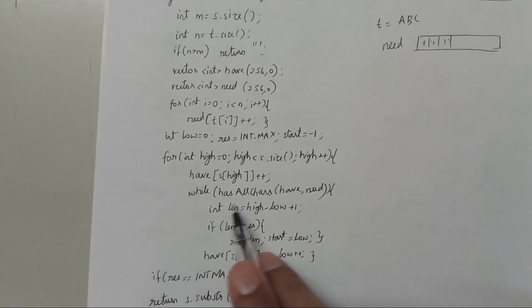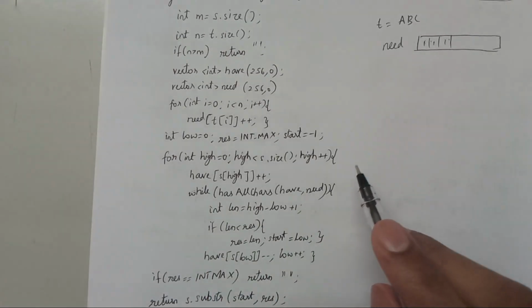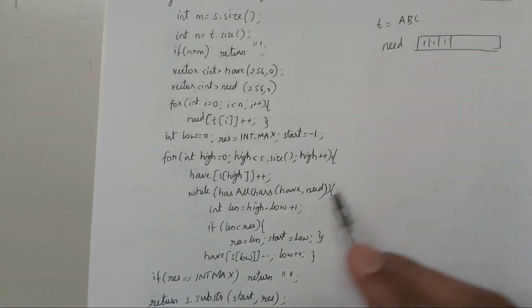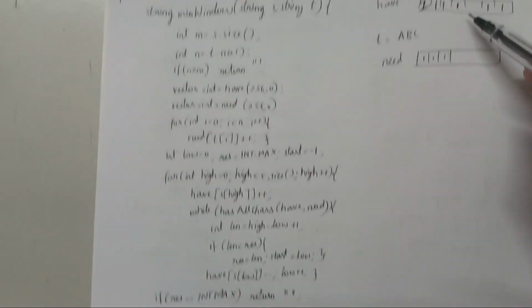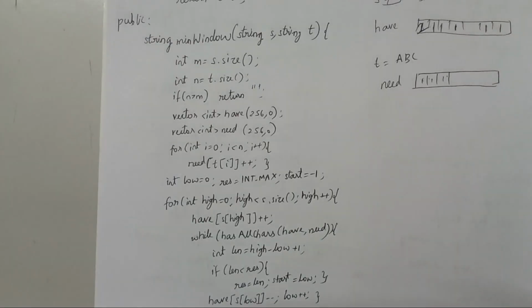So if it returns true, that means the condition is satisfied, and we reduce the size of the substring or the window. While reducing, we first store the length, that is I minus low plus 1, and if length is less than result, then we update the result. And what is this result? Result is the previous iteration's one. And we remove the current element from the hash map, and we do low plus plus.